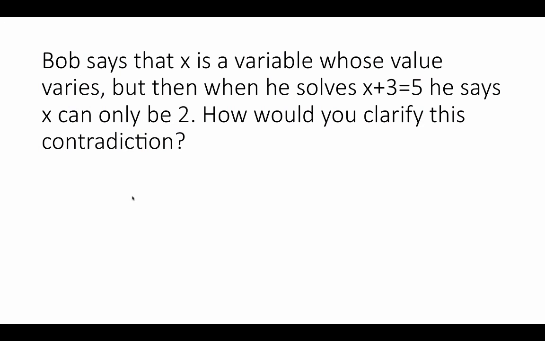We did this exact activity. Let's see if you can put it into words. First, Bob says x is a variable whose value varies, but then when he solves x plus 3 equals 5, he says x can only be 2. How would you clarify this contradiction for Bob? Talking in groups, go.